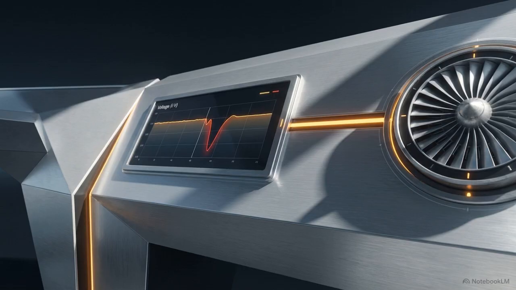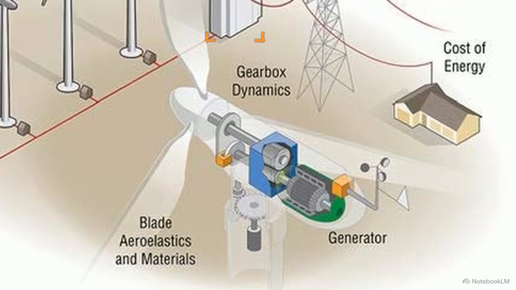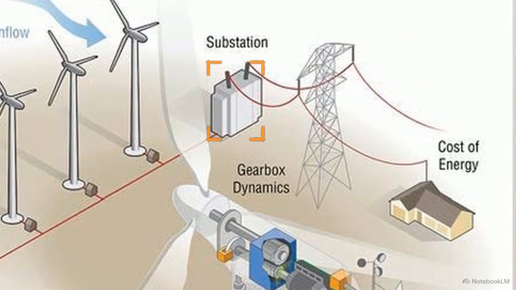These converters also allow turbines to inject reactive power and ride through grid faults, actively stabilizing the network. This chart follows the final path of the energy as it leaves the nacelle, drops down the tower, and passes through the substation to join the high-voltage transmission lines.